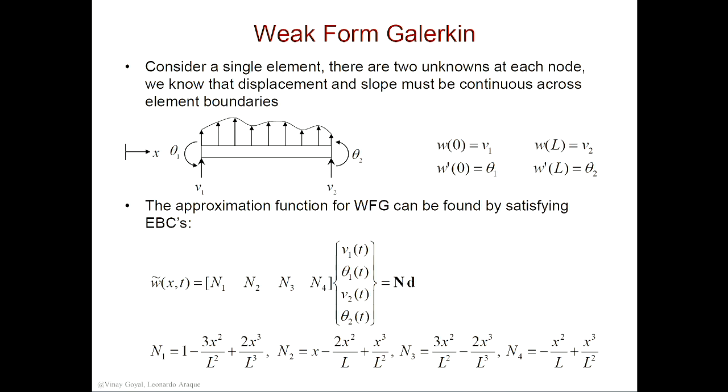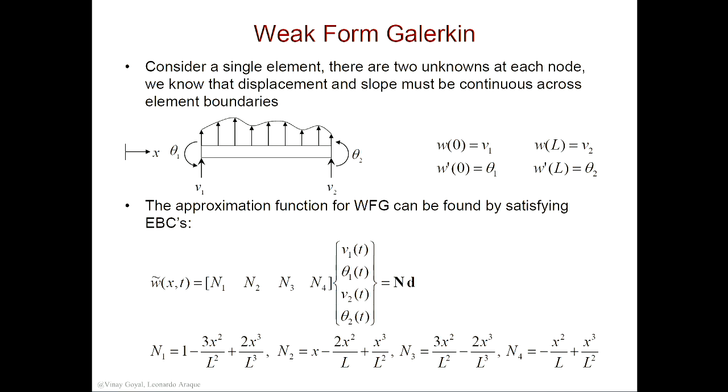N times V, or D, gives me the approximation function, that multiplication. The N's are given by this shape function, these are the Hermitian cubic polynomials. We showed already that when you plug this in and evaluate W at X equals 0, I get V1. If I plug in X equals L, I get V2, and if I take the derivative W prime and evaluate at X equals 0, I get theta 1, and so forth. You can check that. We've already gone through this exercise.